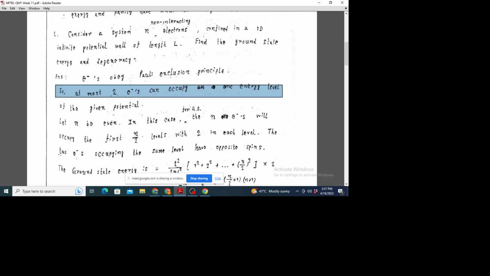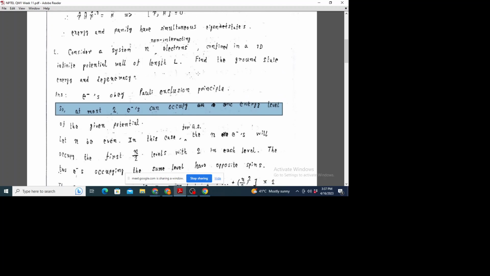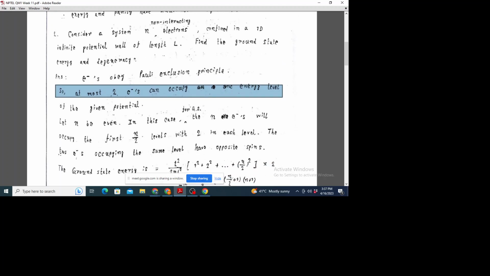Okay. So for a particular K, Sz can be plus half or minus half. So that is why two electrons can occupy the same energy level, but not more than two, because they are spin half particles. Okay. Now, how will they configure so that the energy of the total system is minimum?